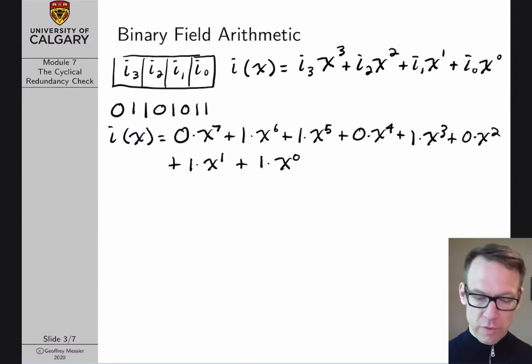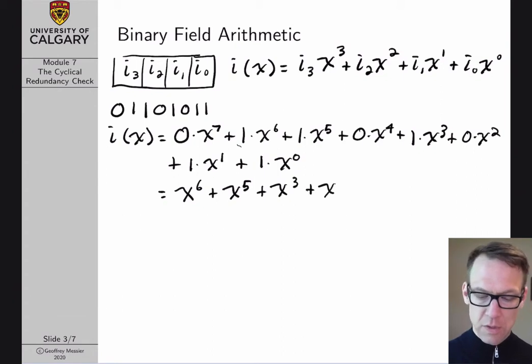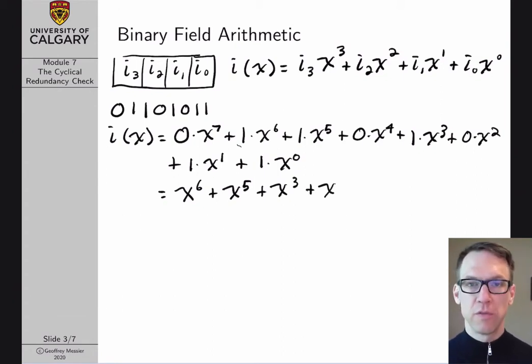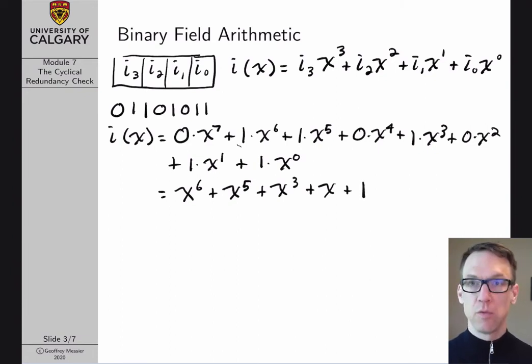Now, generally speaking, when we write out these polynomials, anything multiplied by 0 is, of course, 0, and so we don't show those terms. When the coefficient is 1, we usually don't explicitly write that. So this polynomial is then just equal to x to the 6th plus x to the 5th plus x cubed plus x. We don't write the x to the 1 because x to the 1 is just x. And x to the 0 is, of course, 1, so we just write this as 1. So basically, we're using these polynomials to represent strings or sequences of bits.